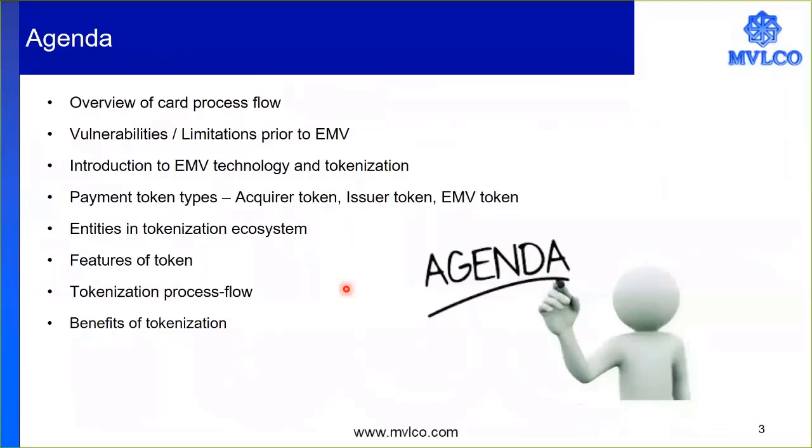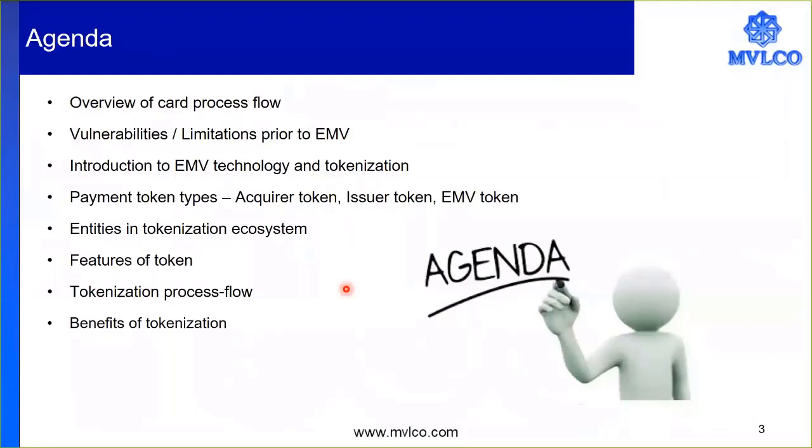After which we will touch upon tokenization. What is this tokenization? How will it really help? How will it solve the problem? We will discuss various token types: acquirer token, issuer token, and EMV token. However, our focus for today's discussion will be more on EMV token, because that is more popular than the other two, or I would say a bit more complex than the other two.